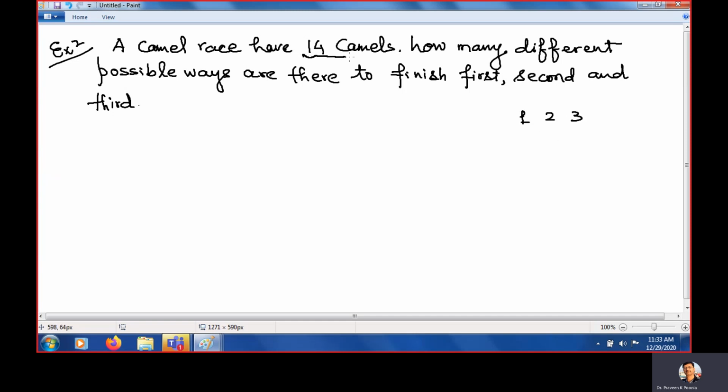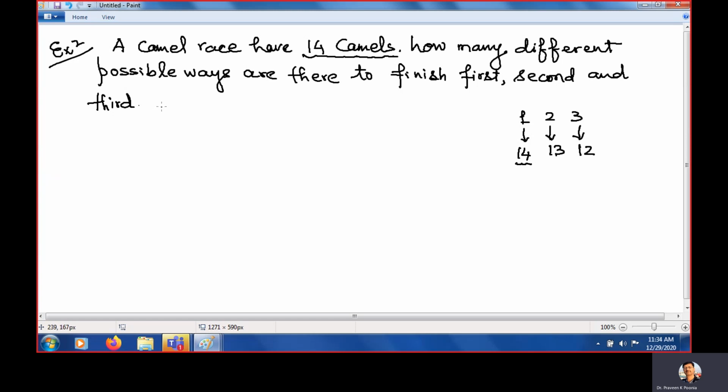How many camels are there? 14 camels are there. The first position can be occupied by all 14 camels. Any camel can come on the first position. But one camel has already come first, so how many camels can come second? Only 13. So the remaining 13 can try for the second position. Now, because the first and second positions are fixed, only 12 camels are running for the third position. Clear?